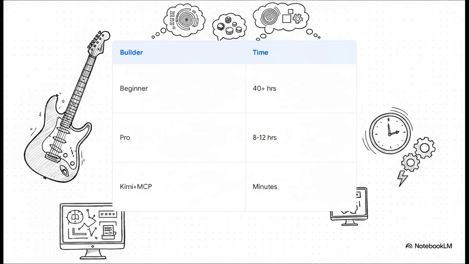To put this into perspective, if a beginner tried to model that exact guitar by hand in Blender, they're looking at 40+ hours of pure frustration. Even a pro needs about 8 to 12 hours. But combining Kimi code with a Blender MCP, it literally takes minutes of AI effort. You just describe it, and the AI drives the software.